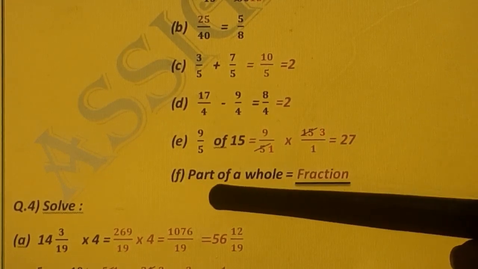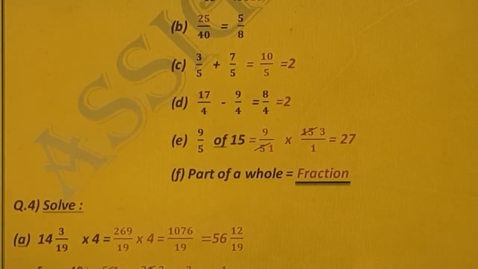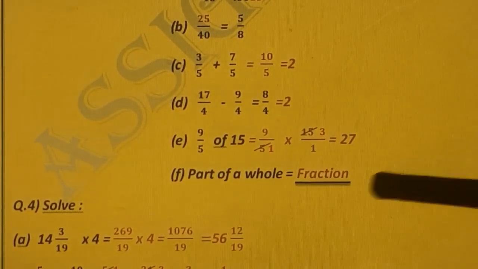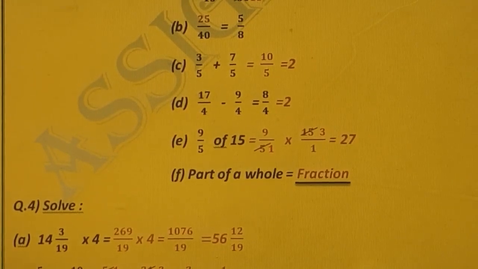Then next part is here, F part. Part of a whole is equal to dash. You know that part of the whole. If you are taking one part of a whole, that is known as a fraction. It is the definition of fraction. Fraction is the part of the whole.